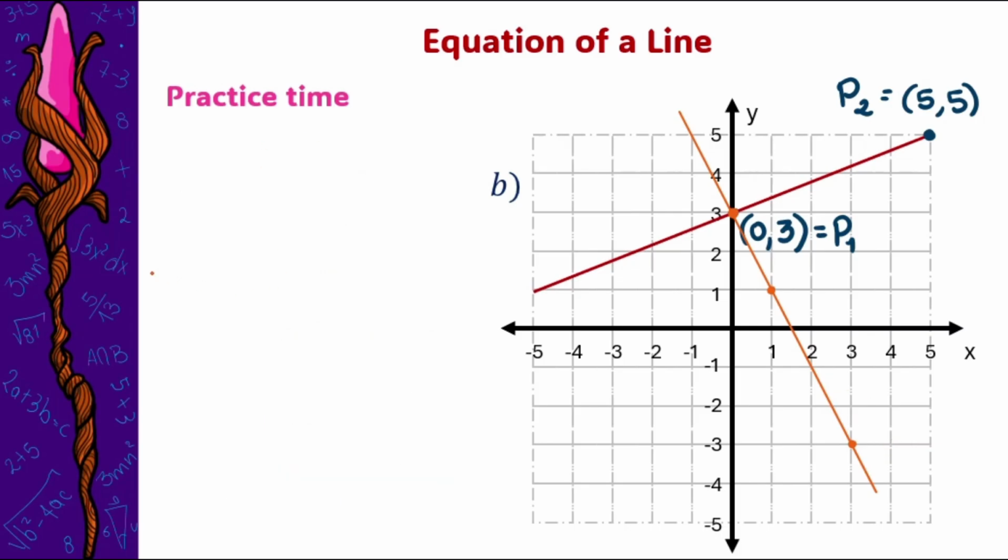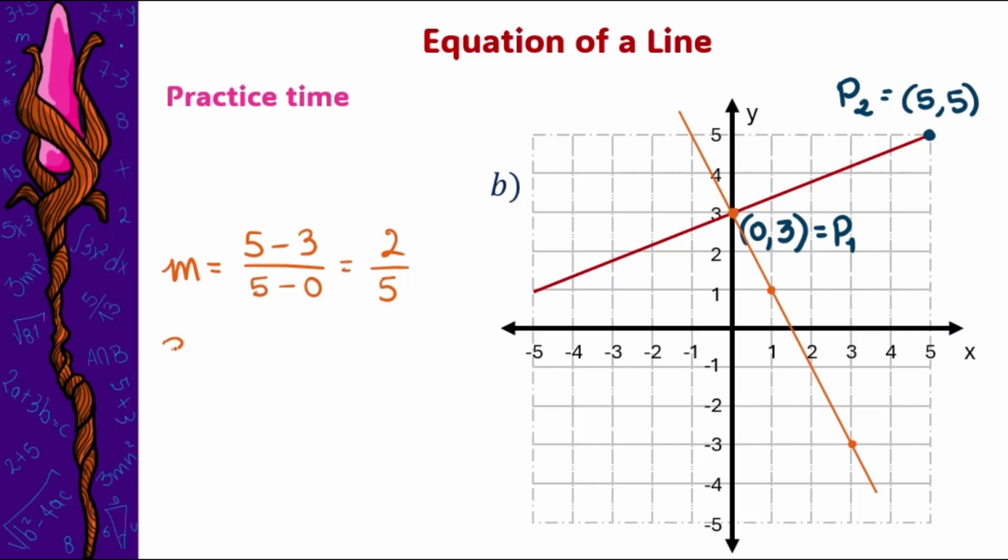Now for the second part, remember we need to find the slope. So we could do 5 minus 3 over 5 minus 0. 5 minus 3 is 2, 5 minus 0 is 5, so the slope is 2/5. Okay, I have the slope, I just need to find the intercept.